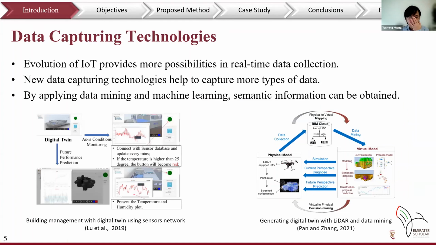The emergent technologies are also very important in generating the digital twin of construction. The evolution of IoT can provide more possibilities in real-time data collection. And with the help from the new data capturing technologies, data capturing now becomes more diverse and accurate. Moreover, the advanced computer algorithms of data mining and machine learning allow us to process this data into useful semantic information, which makes the simulation more realistic. So these are the examples of using the digital twin for building energy management and BIM model reconstruction.